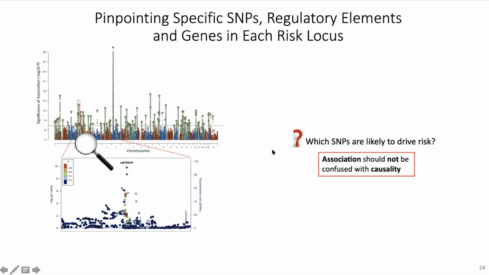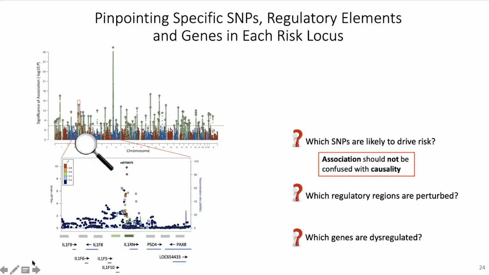And basically you may ask which SNPs are likely to drive risk? We cannot go and pick the most associated SNP and consider that as causal because association shouldn't be confused with causality. So we need to find which SNPs are likely to drive risk to the disease. Also, given that there are hundreds of epigenetic regions located in one locus, you may want to identify the regulatory regions that drive risk to the disease. And given that tens of genes may be overlapping an association locus, the question is which genes are dysregulated.